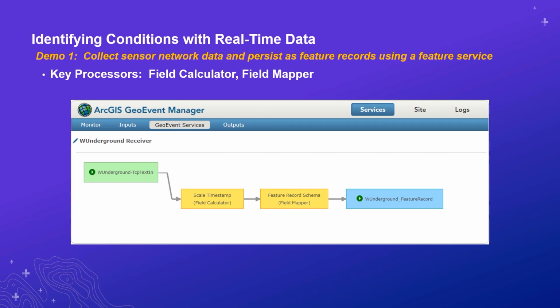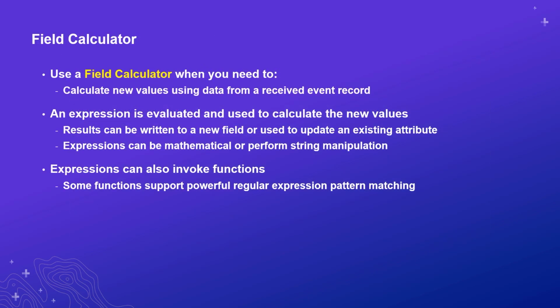Illustrated here is the GeoEvent service responsible for receiving sensor data. Let's take a look at the service's key processors, the field calculator and field mapper. A field calculator is one of the configurable processors available out of the box. You'll want to use a field calculator when you need to calculate new values or perform string manipulation on data received and adapted by an input.